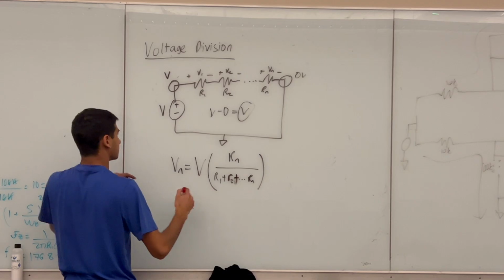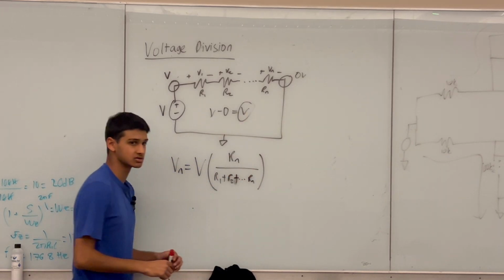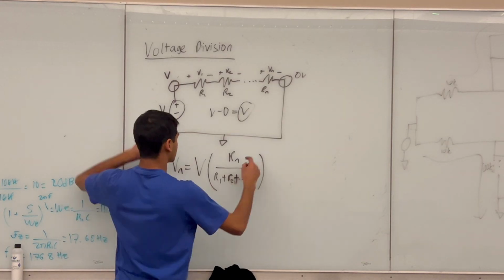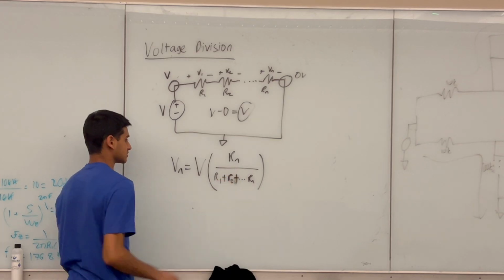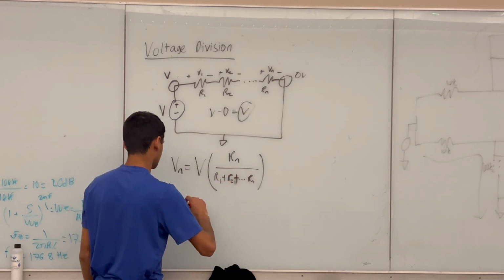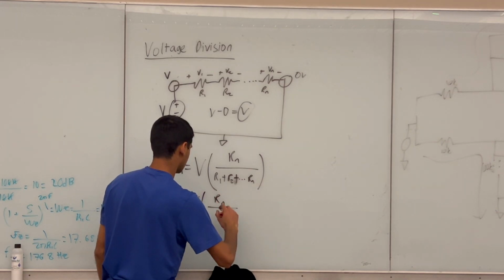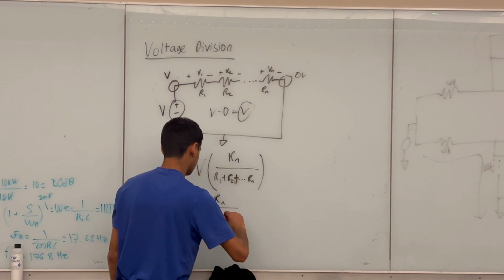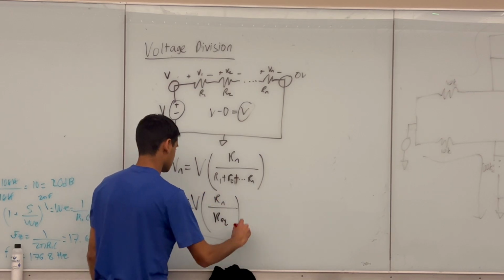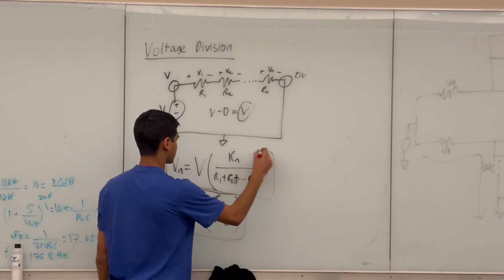So again, all I'm doing is finding the total voltage applied across all the resistors, and then finding what ratio my resistor takes up out of all the resistors. So this can be simplified to Vn equals V divided by Rn, or V times Rn divided by Req, where Req is just the series resistance. So either of these formulas will work.